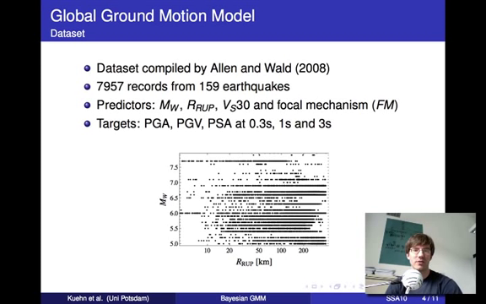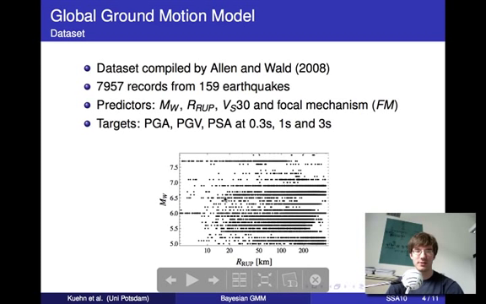There are 4 predictor variables and 5 target variables, and we're going to build a multivariate model for these targets given the predictors. Here shown is the magnitude distance distribution, and you can see that the data range is fairly well covered between magnitudes 5 and 8 and distances of about 10 to 400 kilometers.